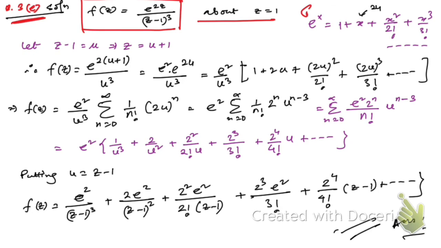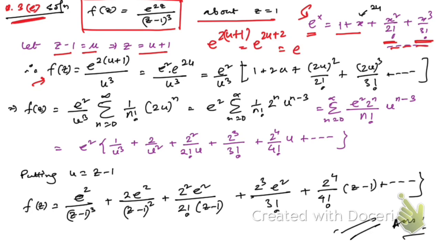First, remember this result: e to the power x is equal to 1 plus x plus x square by 2 factorial plus x cube by 3 factorial, and so on, right? So here we have taken z minus 1 as u for simplicity, z is equal to u plus 1, and if you replace z by this value, then this function f of z becomes this, right? So from here you can write e to the power (2u plus 1) this way, e to the power (2u plus 2), which is going to give you e to the power 2u into e to the power 2. That is what we have got here, right? So hope you have understood this.